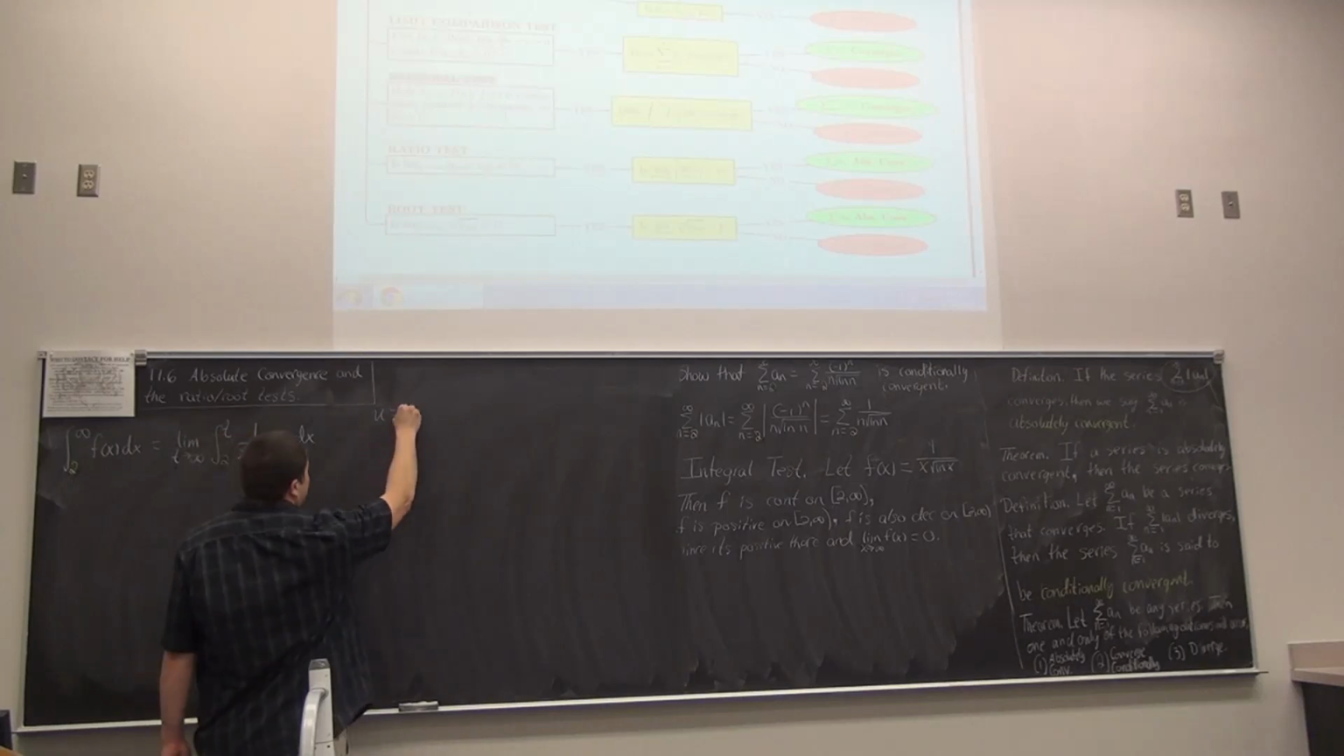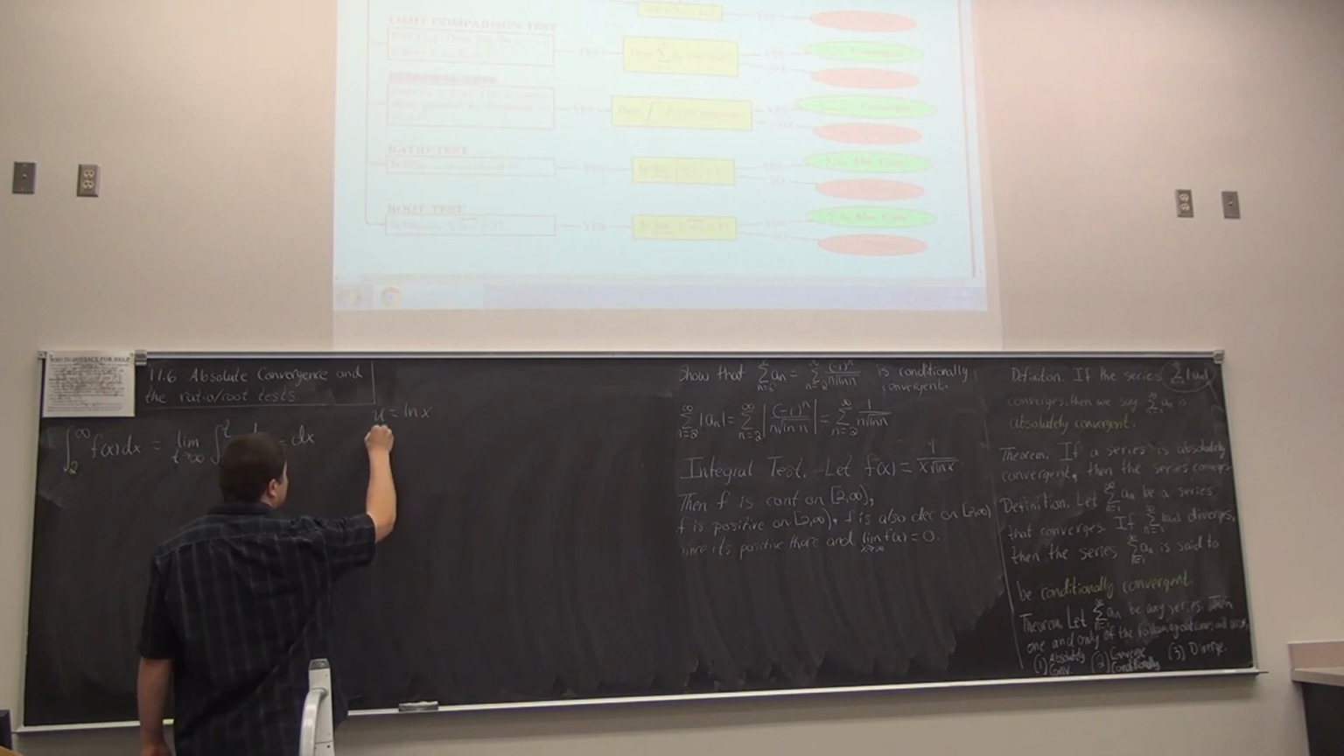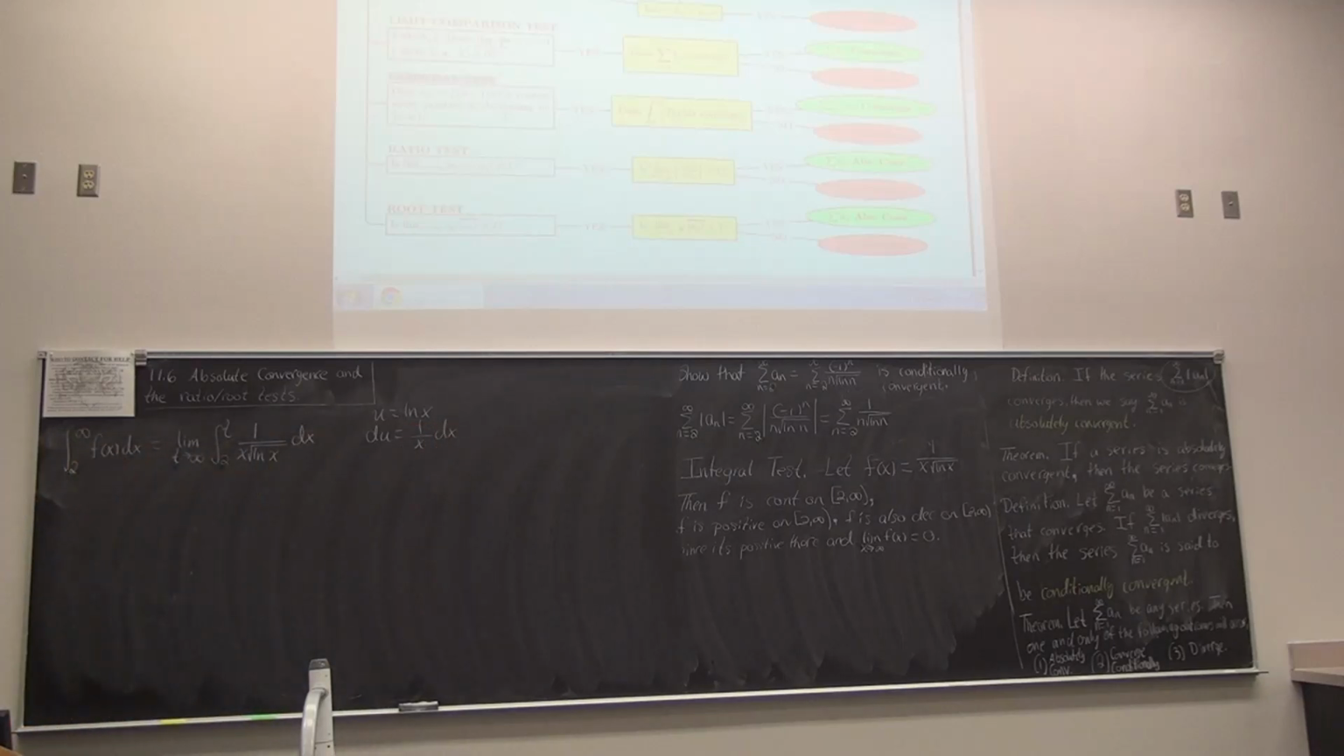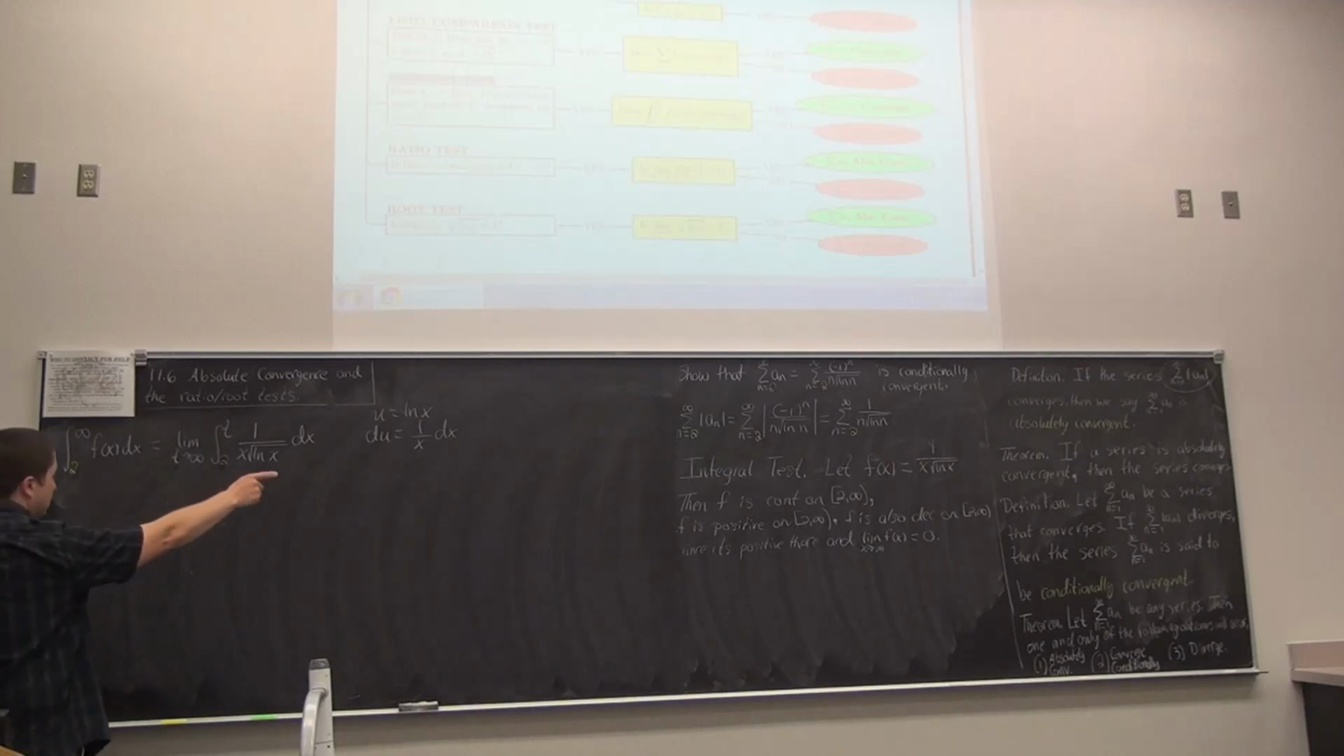Natural log x. Gotcha. If u is natural log x, then yeah, du would be 1 over x dx. And that would work on this one. Does that look all right to folks so far? Okay, so let's use that as our substitution.